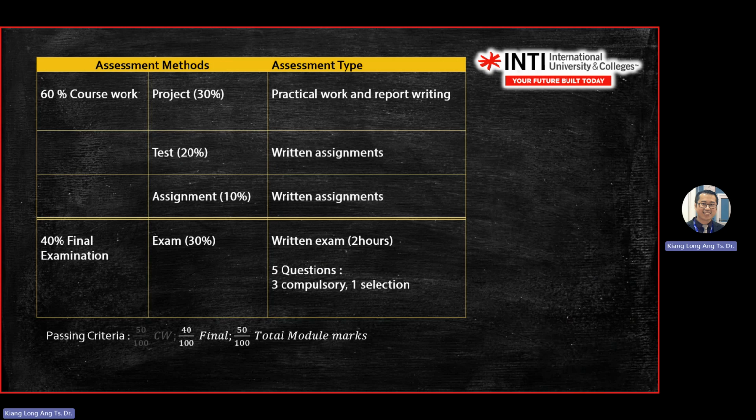So this is how we assess and give you marks. It is 60% coursework and 40% final. It means that if you do well in your coursework, you pass this module already. For coursework, the project is 30%. Later I'll brief you on the projects.